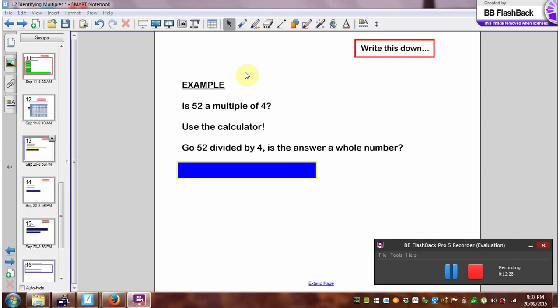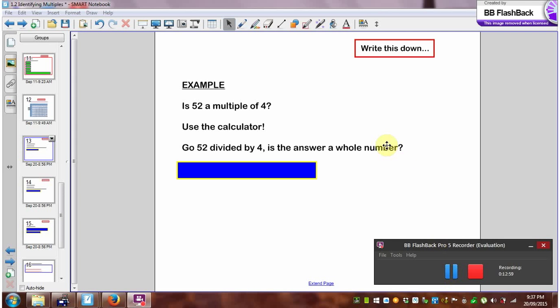Okay, so the next example, I want you to write this down in your exercise book. Example: Is 52 a multiple of 4? The steps we're going to use to find that is we're going to use the calculator. I'm going to show you that now, but I'm going to give you a second to write that down. So write all this down, then we'll go through it together. Pause the video, and when you're ready, play again.